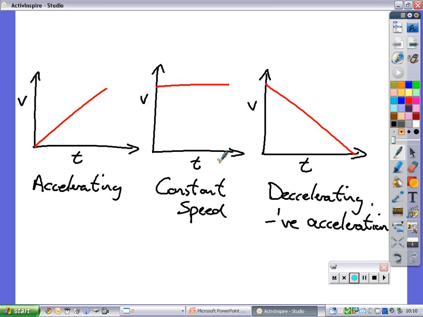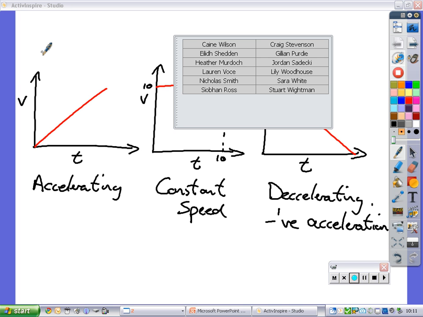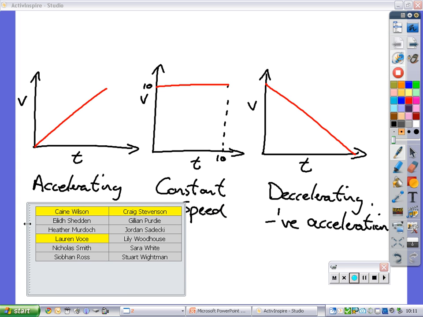This middle graph, if I was to just put a dotted line down here and say that took 10 seconds and that's 10 metres per second, how far has the object travelled? Okay, in fact, let's just do that on your default. What would be the distance travelled for the second graph there? Let's work it out. 10 seconds at 10 metres per second, what is the total distance travelled?